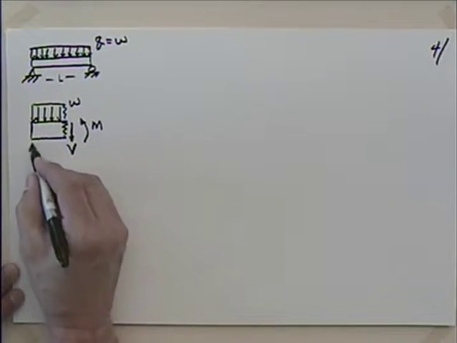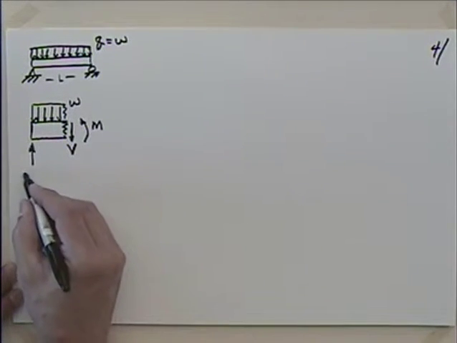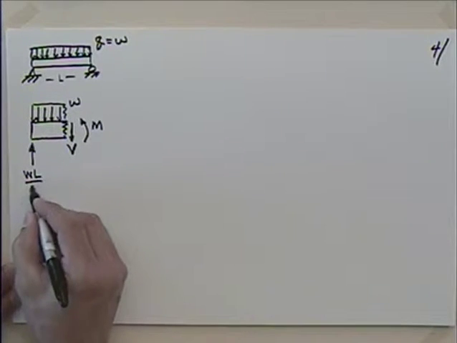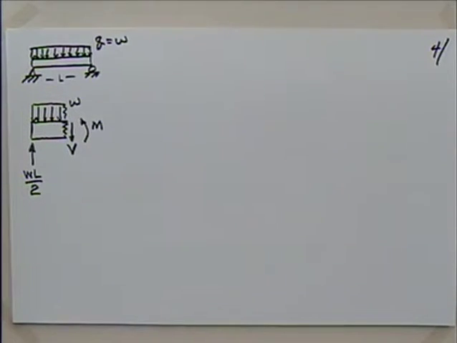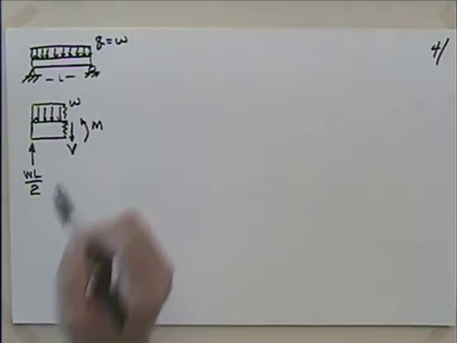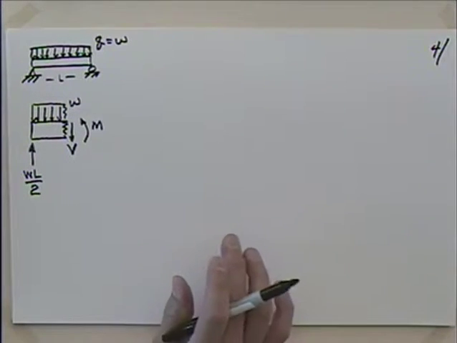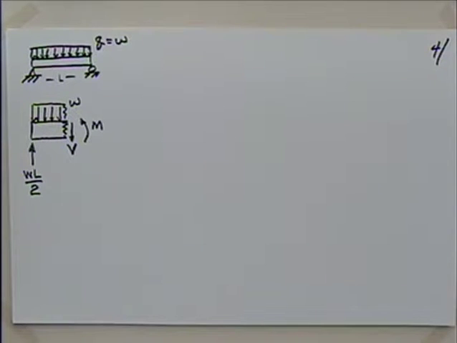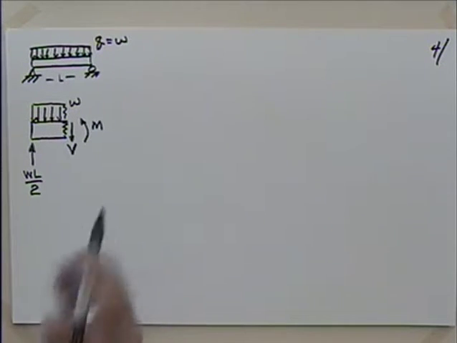And I'd have, of course, the reaction back here that's going to be what? W times L divided by 2. Okay, the total load is W times L. Half of it's supported here and half of it's supported there because it's symmetric, so I have WL over 2. And you could go through a free body diagram and analyze if you want to. We've done that many times. I won't belabor that.